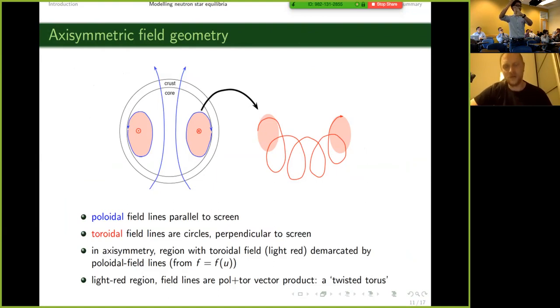Yes, in principle. Subject to this discussion we had about whether you should really regard this as being what a single flux tube looks like, or what some sort of average of a few flux tubes looks like. But yes, it would, in principle.